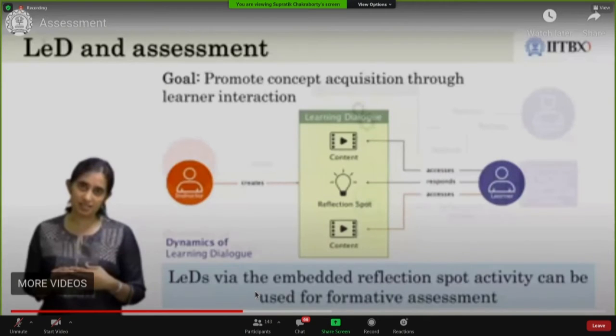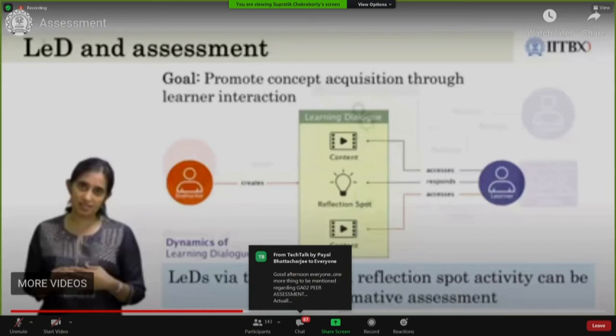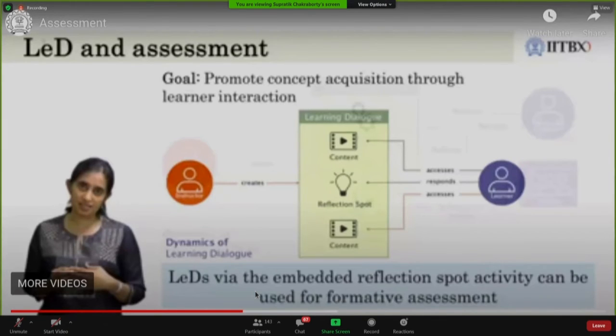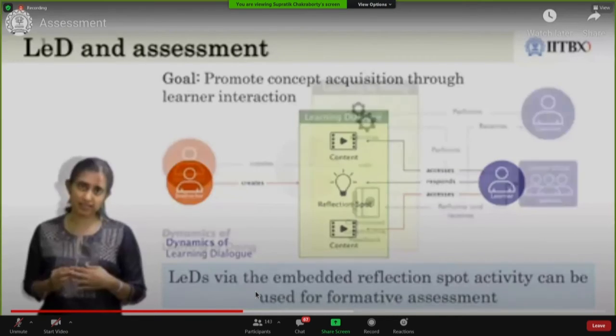So once again, this is, I think, an excellent way to track the progress of your students. Every learning dialogue should have a reflection spot, and if you ask them to respond to it through, let us say, a Google form, we'll discuss the possible options also. This can be used for formative assessment and also for tracking the progress.